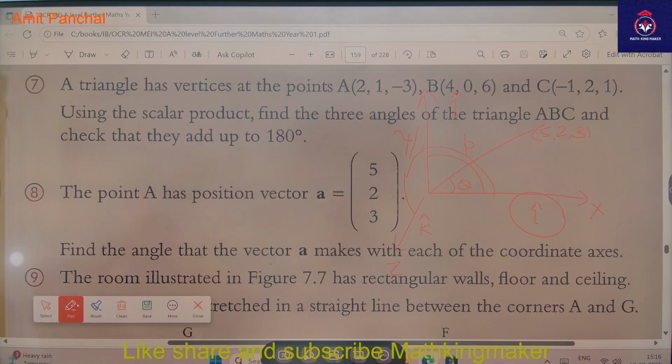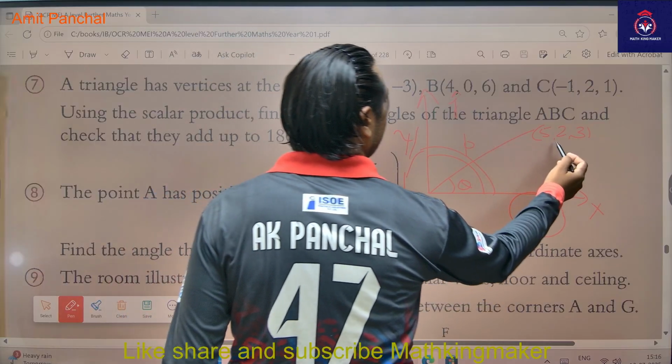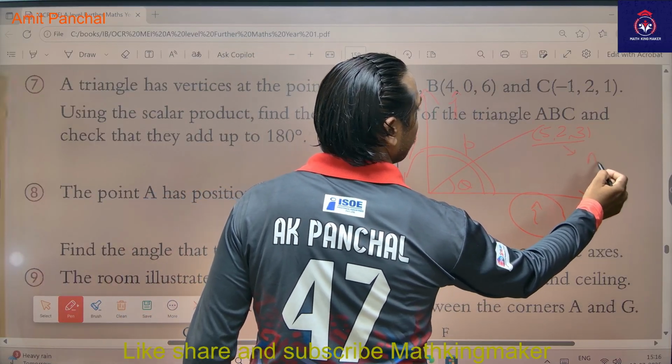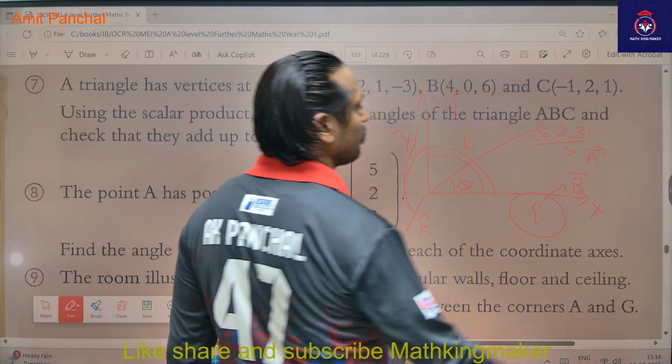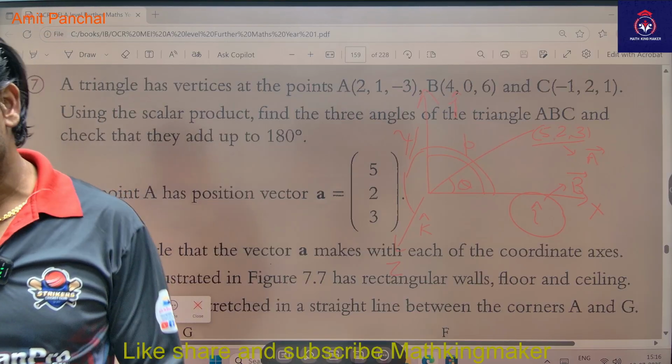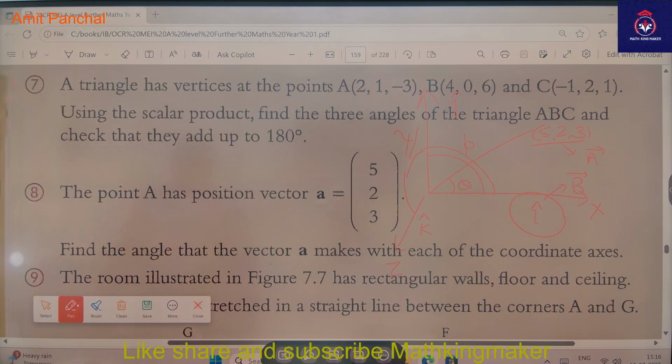So that is the simple thing. So how would I actually find the angle? Because I need two position vectors. You have the vector of the x-axis, you have i cap. So this will be your vector A, and this is your vector B. So you have both the vectors, then you can easily find the angle between these two vectors.